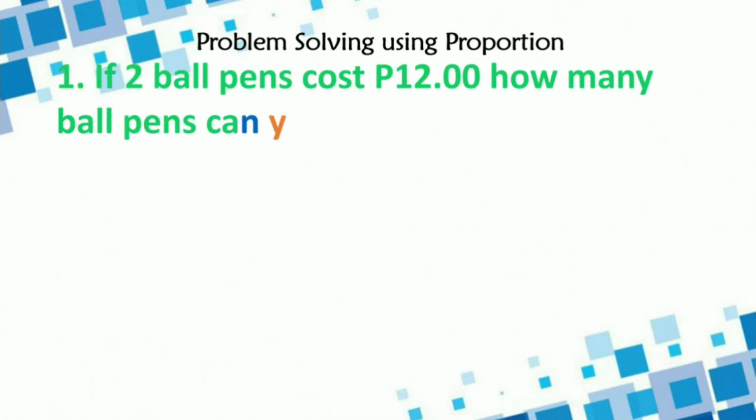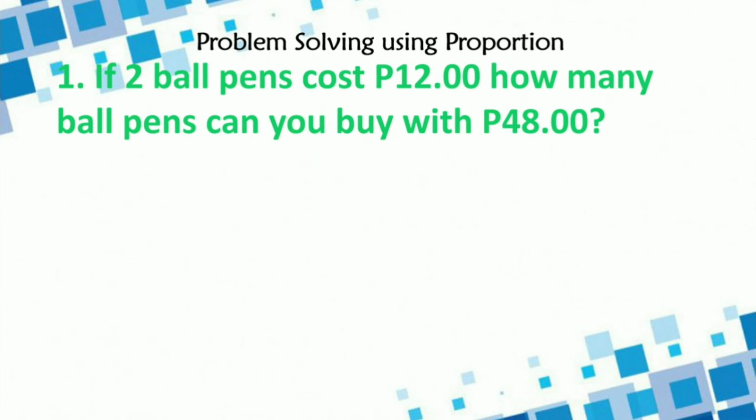So we have here, if 2 ball pens cost 12 pesos, meron daw 2 ball pen na nagkakahalaga ng 12 pesos. So how many ball pens can you buy with 48 pesos? Okay, kung meron ka daw 48 pesos, ilang ball pen daw ang mabibili mo? Okay, so kung i-equate natin siya into proportion, so 2 ball pen is to 12, and then how many ball pens? So, hindi natin alam kung ilang ball pen yung mabibili natin sa 48 pesos, kaya n is to 48. So, we have an equation, 2 is to 12 is equal to n is to 48.